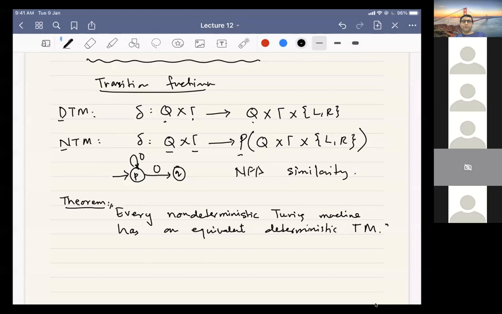for every NFA, we have an equivalent deterministic finite automaton. For every NFA, we have a DFA. That means we can convert an NFA into a DFA. The same thing applies here: it doesn't matter if we have a non-deterministic Turing machine or a deterministic Turing machine. You can always convert a non-deterministic Turing machine into a deterministic Turing machine.